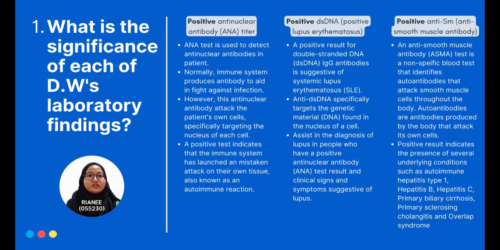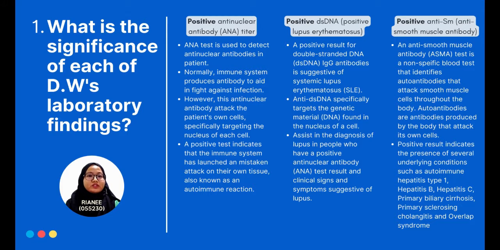The second test is the positive double-stranded DNA antibody test. A positive result for double-stranded DNA IgG antibodies is suggestive of systemic lupus erythematosus (SLE). Anti-double-stranded DNA specifically targets the genetic material, which is the DNA found in the nucleus of a cell. It assists in the diagnosis of lupus in people who have a positive antinuclear antibody test result and clinical signs and symptoms of lupus.